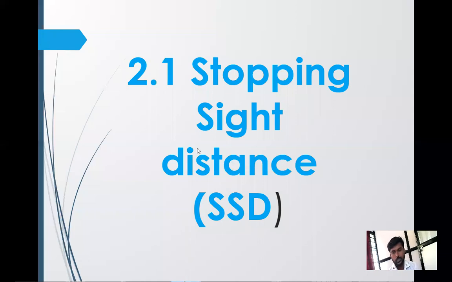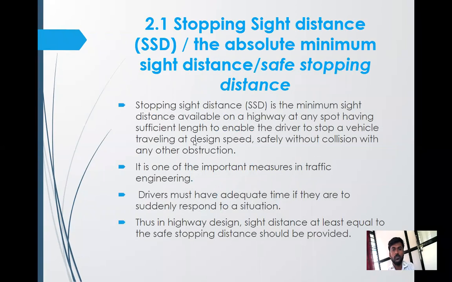So in the last lecture, we have completed our first part of the sight distance, that is SSD, stopping sight distance. In that we have seen what is meant by stopping sight distance. It is the minimum sight distance available at the highway at any spot having sufficient length to enable the driver to stop the vehicle traveling at the design speed safely without collision with any other obstruction. Okay, this we have seen in the last lecture.